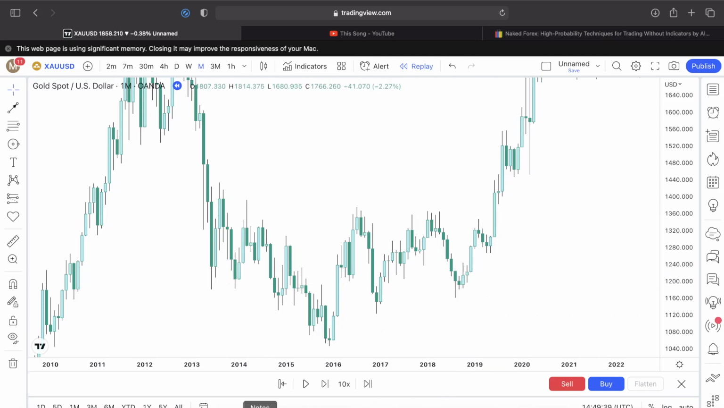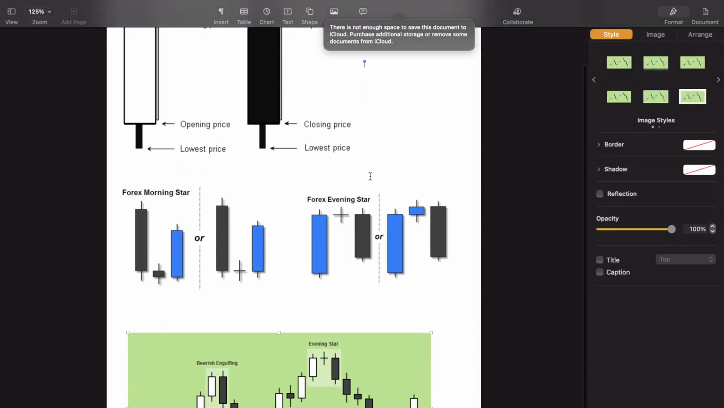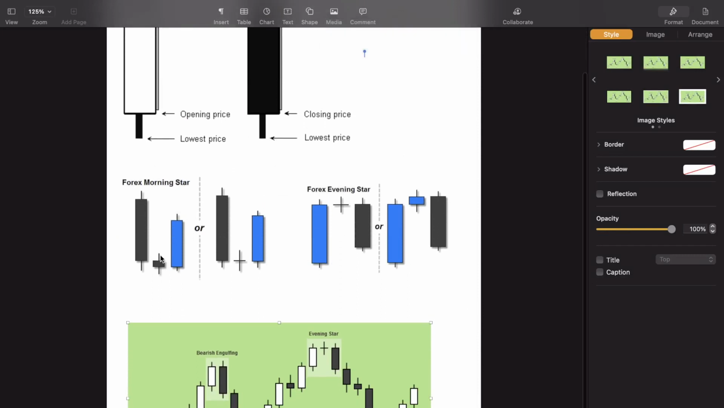If we go back to the page, we have some simple patterns we need to follow. We have the morning star, which is an entry pattern. This is a pattern which helps us identify a reversal, that the market is going to reverse and go to the upside. And we have the evening star, which is also a reversal pattern and helps us identify a down move.